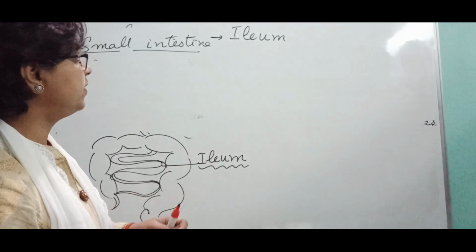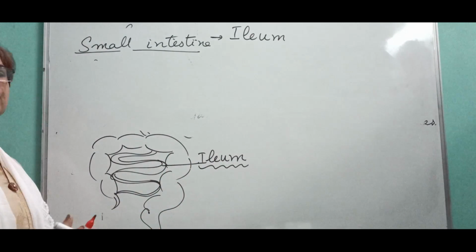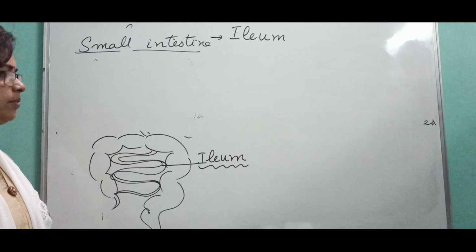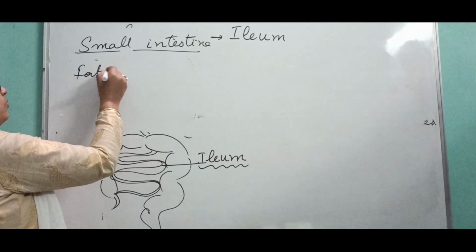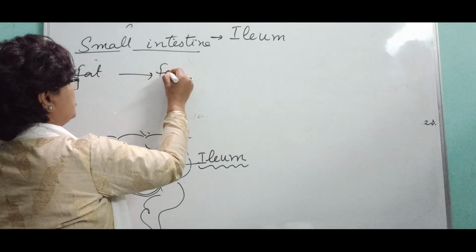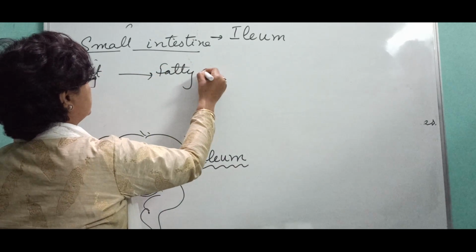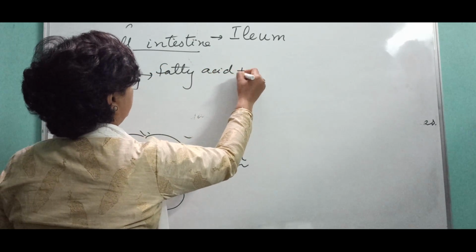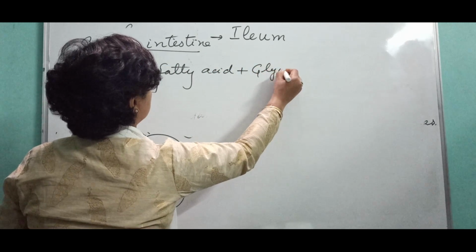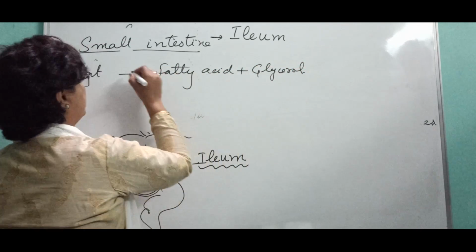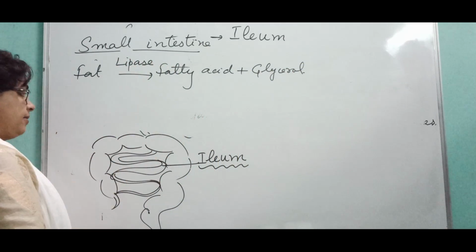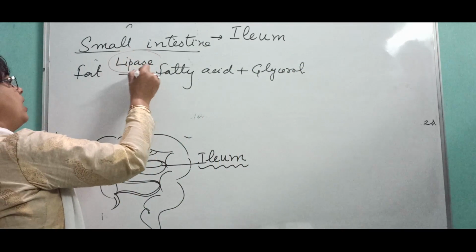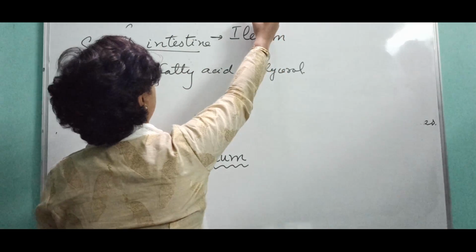Now I am going to tell you the different enzymes. First of all, if a bit of fat is remaining, that fat will be converted into fatty acid and glycerol. The name of the enzyme is again lipase. It will remain the same. This is the important one. Complete digestion of the fat happens here.